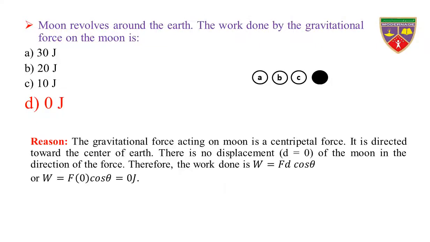Reason. The gravitational force acting on the moon is a centripetal force. It is directed towards the center of Earth. There is no displacement, d = 0, of the moon in the direction of the force. Therefore, the work done is W = Fd cos θ, or W = F × 0 × cos θ, which is equal to 0 joule. Hence, the work done on the moon is 0 joules.